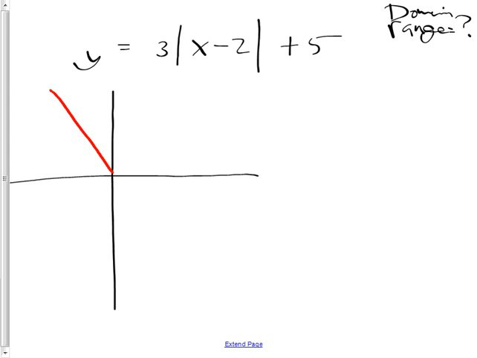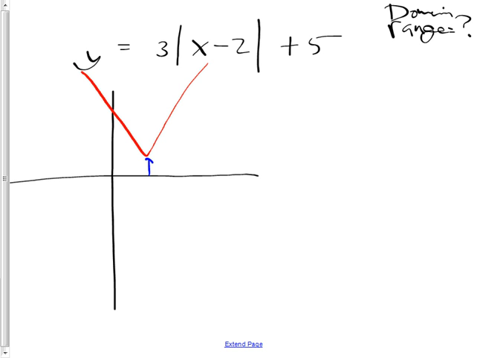Hopefully you know it starts as a V shape. And then where does it go? Right 2, and then what? Up 5. And then does the stretch really matter if that V is a little wider or narrower? No, it's not going to change your domain or range. Okay, so what's the range? It's from, well, how high up did I go?